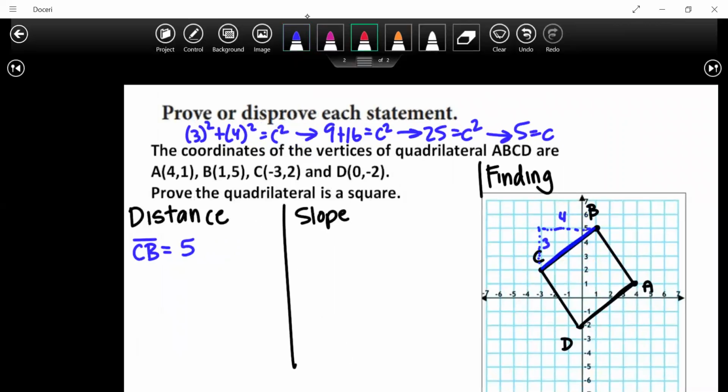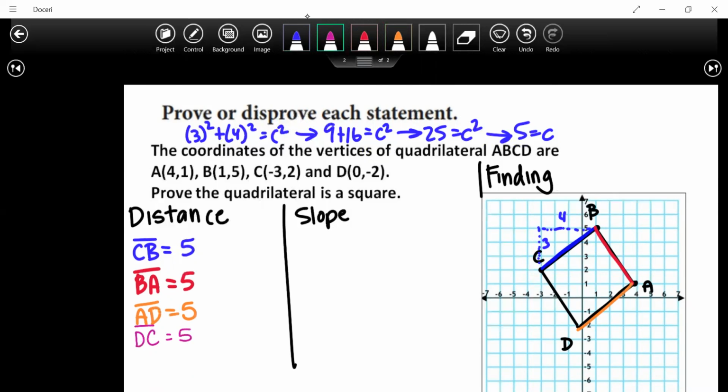BA. Let's look at BA. 4 and 3 again. So we're essentially using the same numbers. Down 4, yes. So BA will still be 5. What about AD? Over 4 up 3. So it's still going to give us 5. And again, our last one, DC, is also going to be 5.